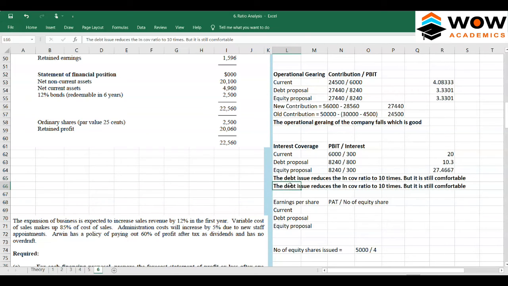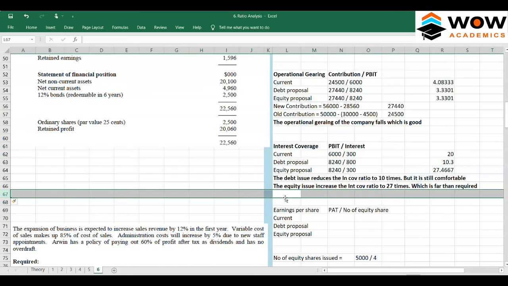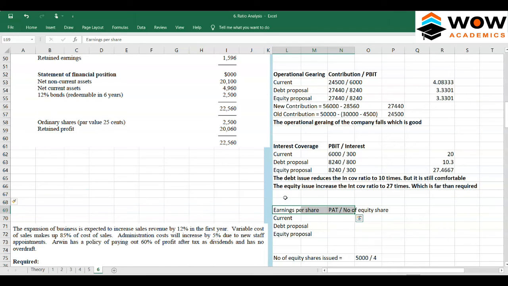You can also say that the equity issue increases the interest coverage ratio to 27 times, which is far more than required. It doesn't need to be 27 and all, because 27 seems very high. Okay, so we'll go to the EPS.